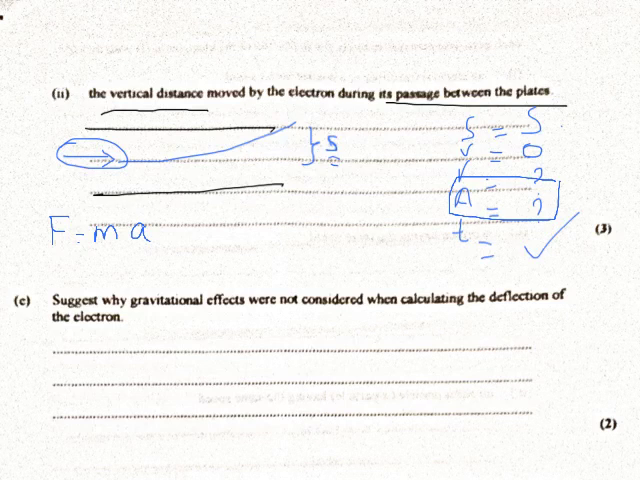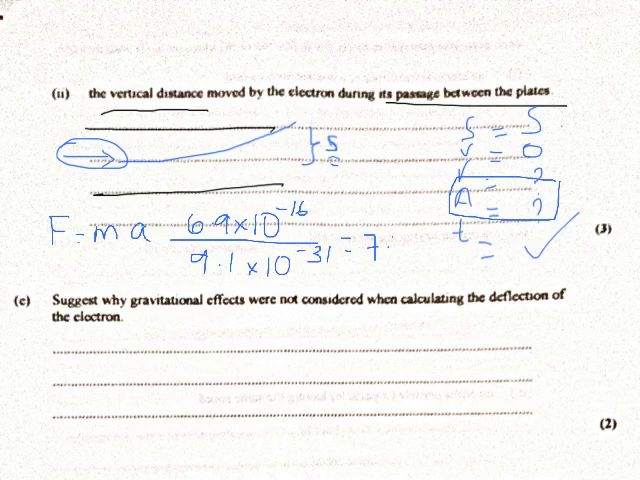The force acting is 6.9 times 10 to the minus 16. And the mass is 9.1 times 10 to the minus 31, which is a constant. You can look it up, of course, on the data booklet, so you don't have to go too far. And that would give you 7.5 times 10 to the 14 meters per second squared. Okay, so that's your acceleration.